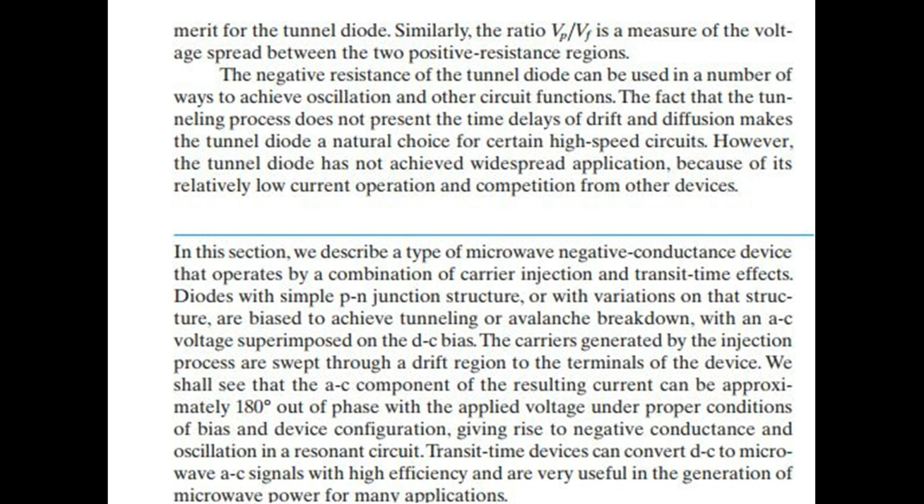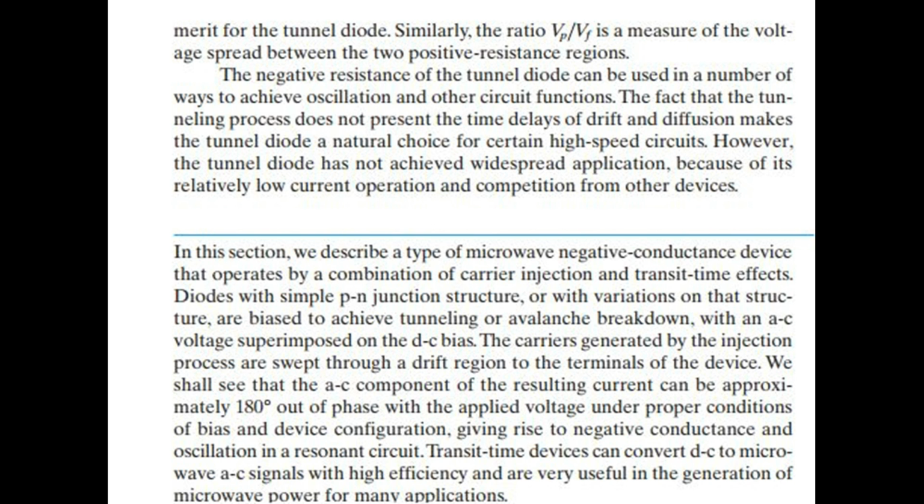The negative resistance of the tunnel diode can be used in a number of ways to achieve oscillation and other circuit functions. The fact that the tunneling process does not present the time delays of drift and diffusion makes the tunnel diode a natural choice for certain high-speed circuits. However, the tunnel diode has not achieved widespread application, because of its relatively low current operation and competition from other devices. In this section, we describe a type of microwave negative conductance device that operates by a combination of carrier injection and transit time effects.